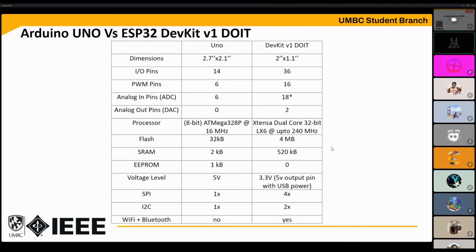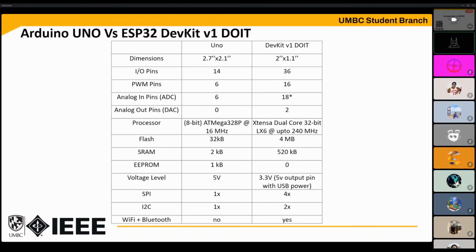Voltage level. One of the big differences is that the majority of the pins are 3.3 volts compared to 5 volts. The ESP32 does output 5 volts because it has one pin that you can use to input a voltage, and when you connect it via USB, you can use that same pin to output 5 volts.